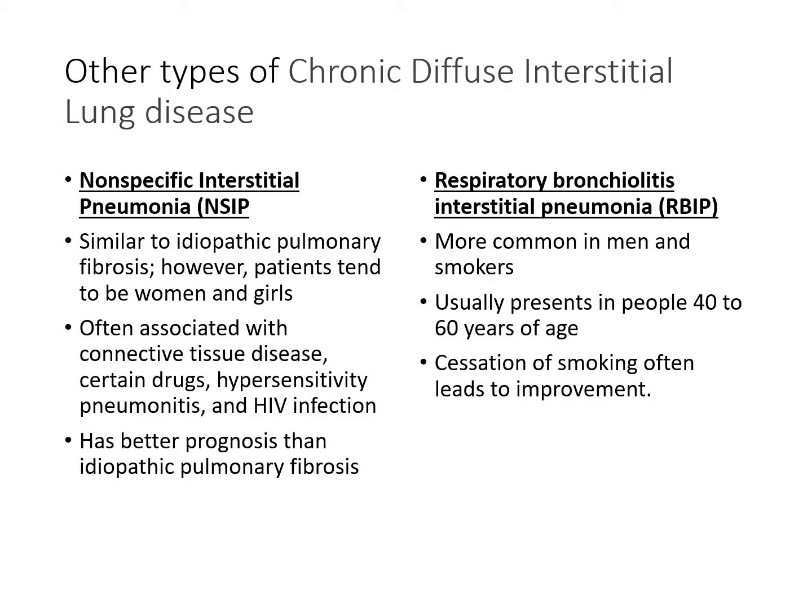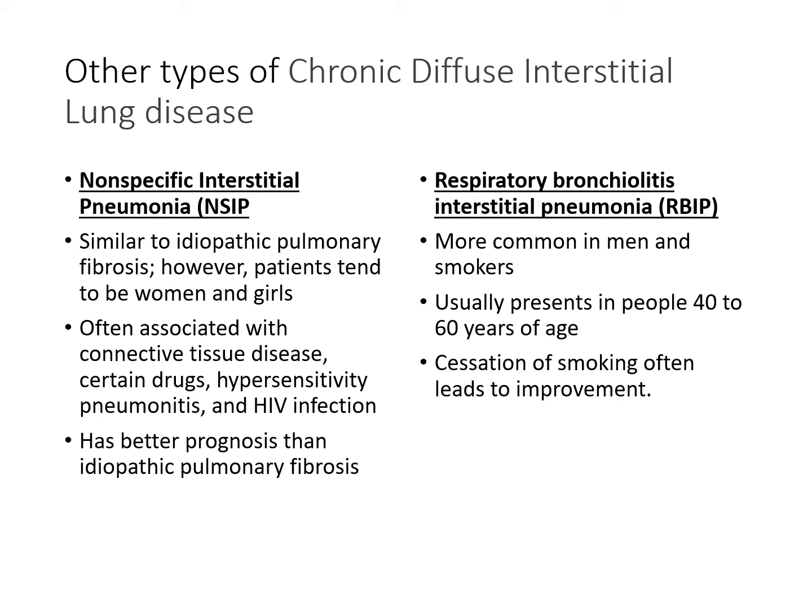Now we look at other entities of chronic diffuse interstitial lung disease. The first one is non-specific interstitial pneumonia, or NSIP. It is similar to idiopathic pulmonary fibrosis. However, the patients tend to be women and girls. It is often associated with connective tissue disease, certain drugs, hypersensitivity pneumonitis, and HIV infection. NSIP has better prognosis than idiopathic pulmonary fibrosis.